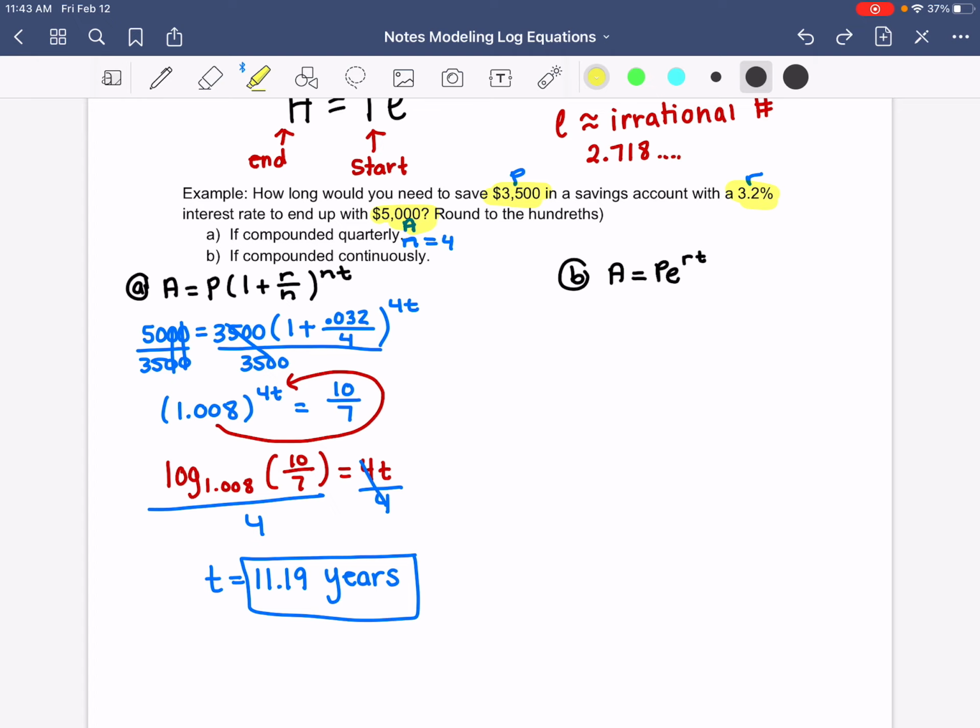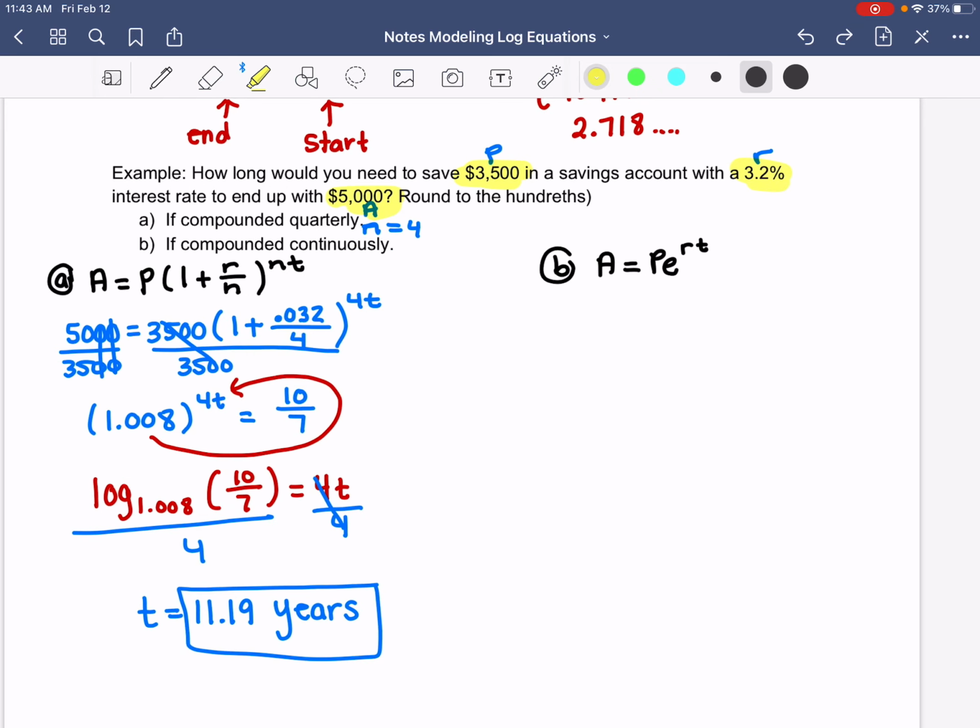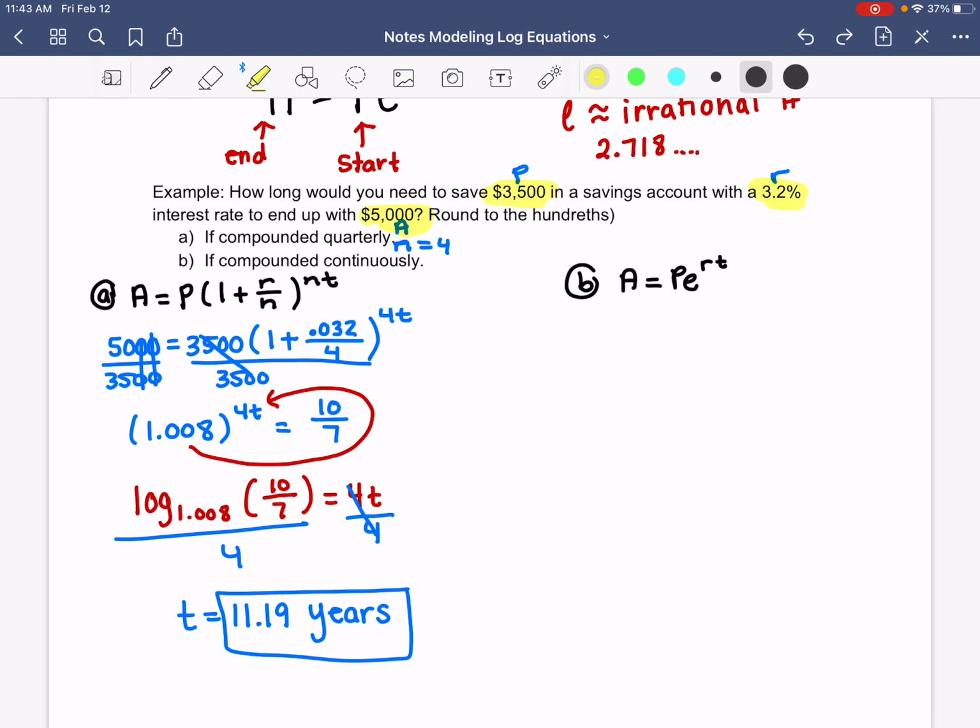So that's how long it would take to go from $3,500 to $5,000 if you just left it alone, never touched it. You're going to take 11 years to gain $1,500 in interest if you're at 3.2%, which is actually a high interest rate.